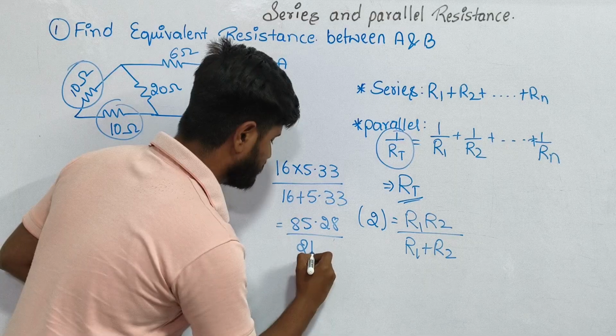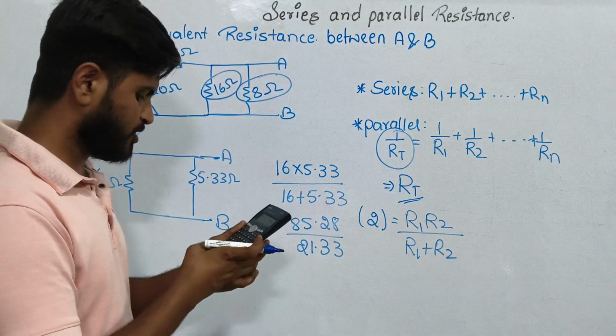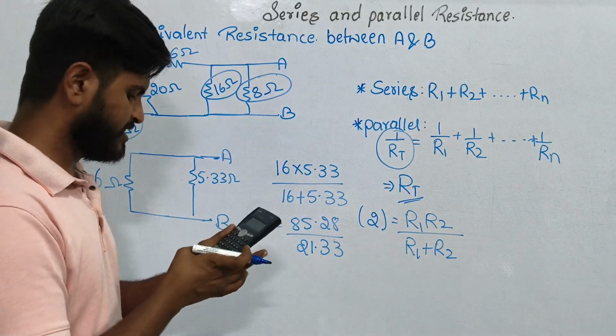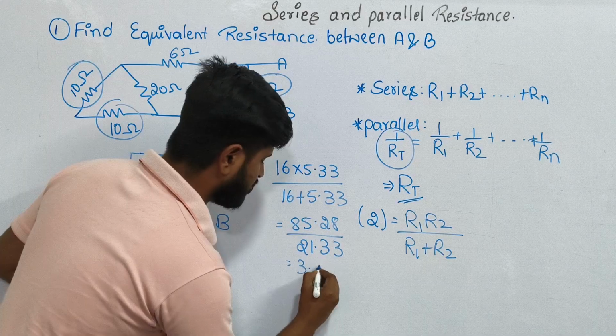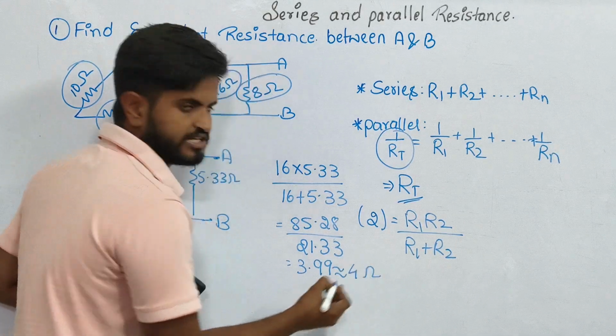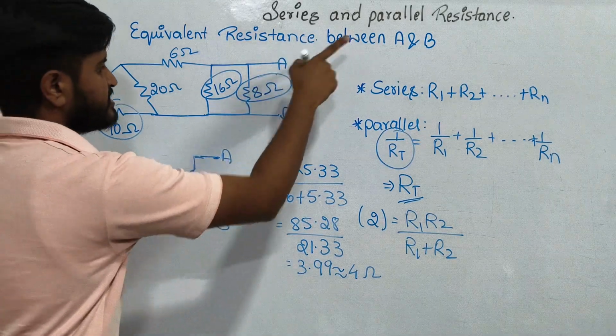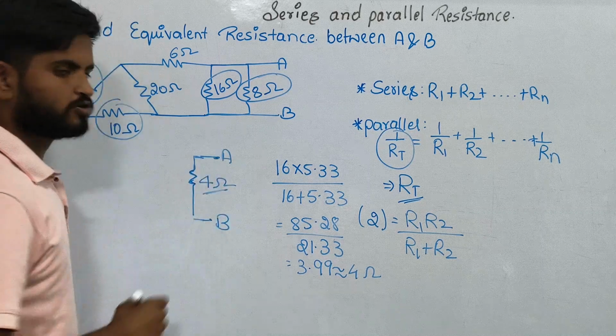It will be 21.33. If you just divide them, 85.28 divided by 21.33, it will be 3.99. So you can equate it to 4 ohm resistance. So the equivalent resistance between A and B is 4 ohm. So you can conclude like this.